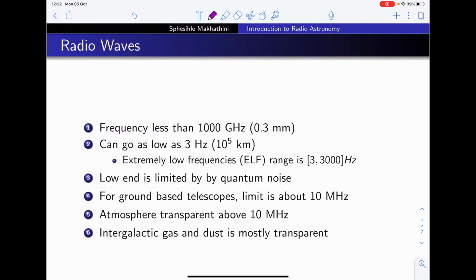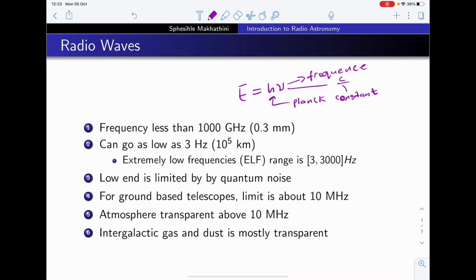Okay, first let me just clarify what we mean by radio waves. This is electromagnetic radiation. So they have an energy of E = h nu, where h is Planck's constant, and nu is the frequency, which you can relate to the speed of light, so the frequency is also c over lambda, where c is the speed of light and lambda is the wavelength.